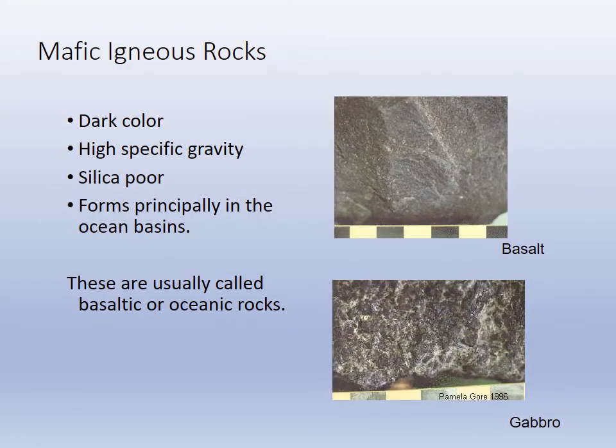Mafic rocks, I've also heard it pronounced differently, so if you're hearing something different, that's why. Dark colored, because they contain metals, they have a higher specific gravity, less silica. They form the oceanic rocks, the basalt and gabbro images there, same concept, fine-grained, coarse-grained, same material, dark mafic minerals.